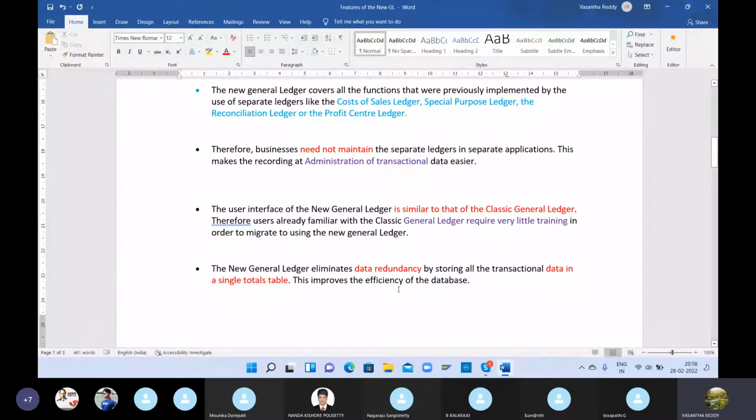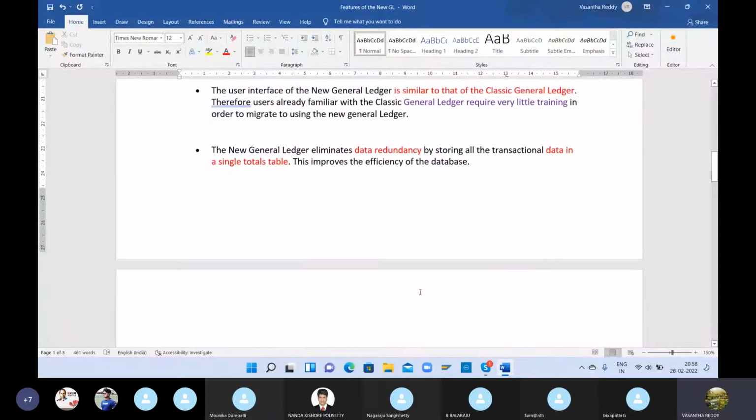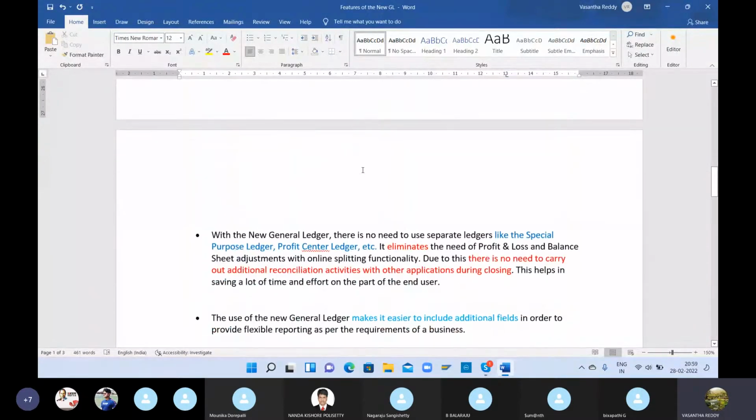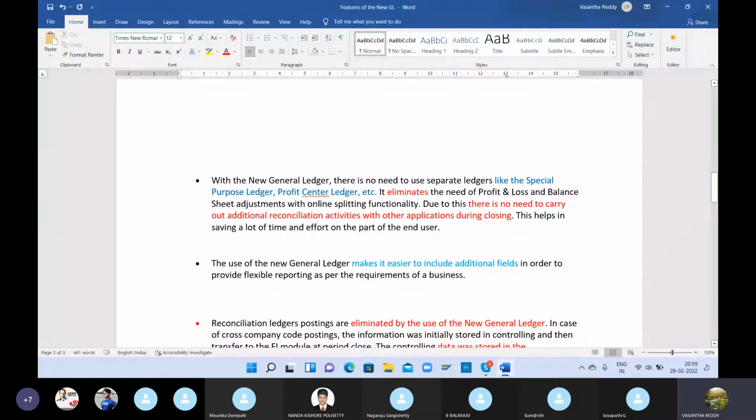With the new general ledger, there is no need to use separate ledgers like the special purpose ledger, profit center ledgers, etc. There is no process to maintain special purpose ledgers or profit center ledgers. These are the main important points and advantages of new GL. After that, the new general ledger makes it easier to include additional fields in order to provide flexible reporting as per the requirements of the business. I already discussed that the new GL is important for flexible reporting purposes. They include additional fields for the purpose of flexible reporting.